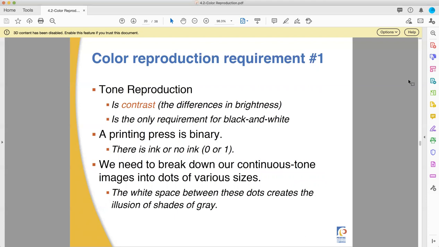So we have to use the different size dots. The white space between the dots is what gives us the illusion of shades of gray. Remember, if you're back far enough from it or the dots are small enough, your eye can't see the difference between the dots and just the overall area that they define.